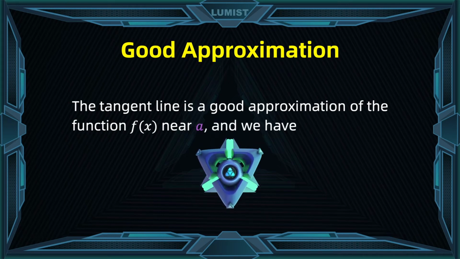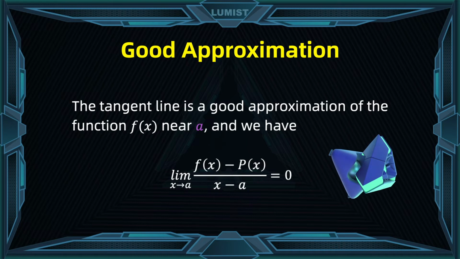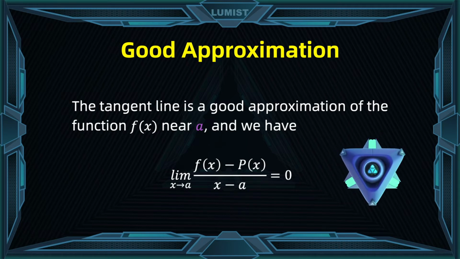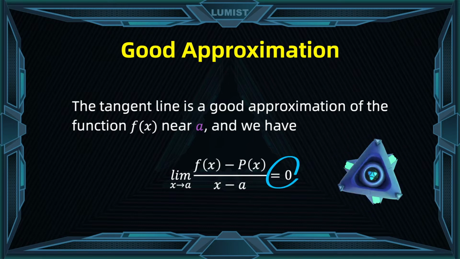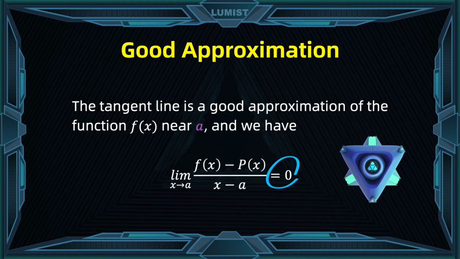And then we can say that the limit of f of x minus p of x over x minus a, as x approaches a, is equal to 0, where p of x is the tangent line of the function f of x.